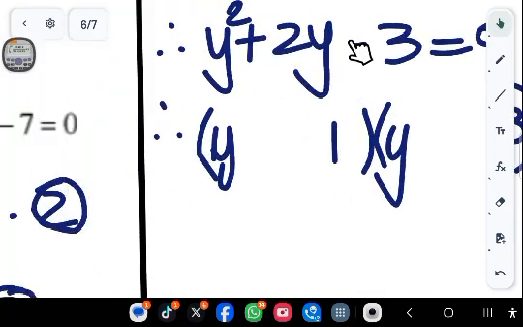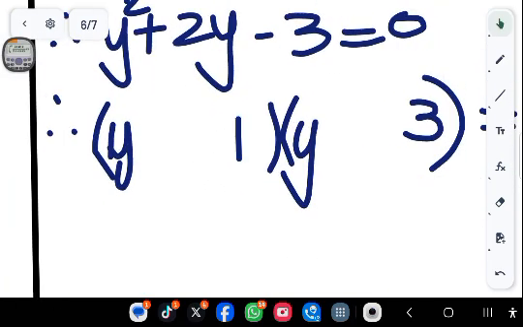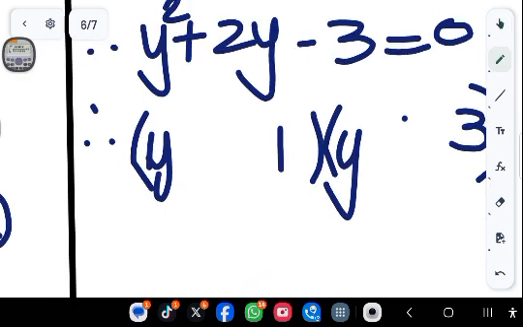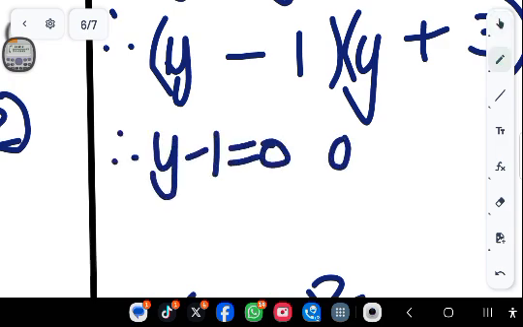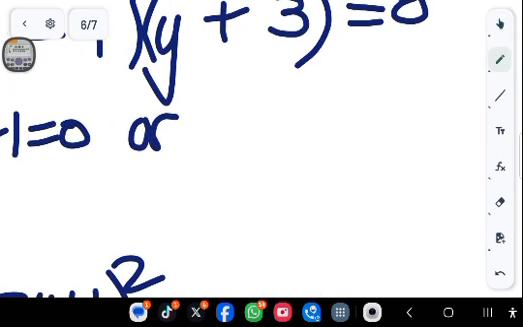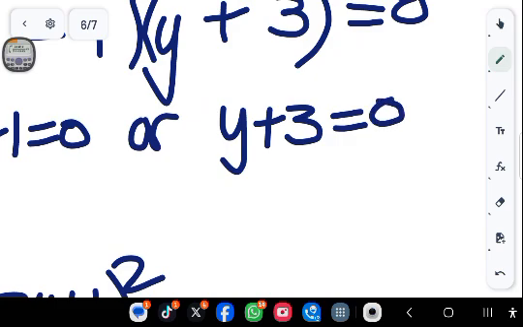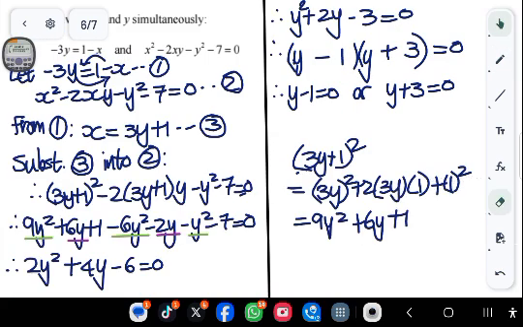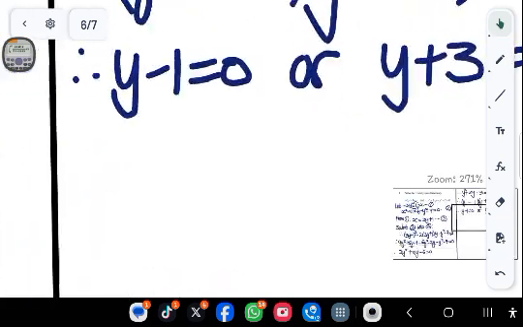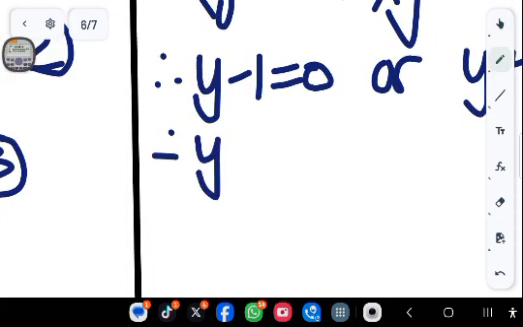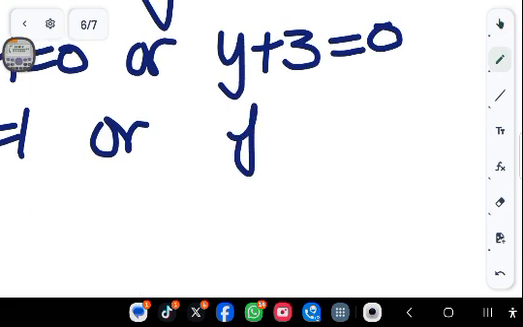We have a minus at the end and a plus in the middle, meaning that the plus will be in front of the bigger term and the minus in front of the smaller one. Now therefore, never skip this step. y minus 1 equals to 0, or y plus 3 equals to 0. Therefore, y equals to 1, or y equals to negative 3.